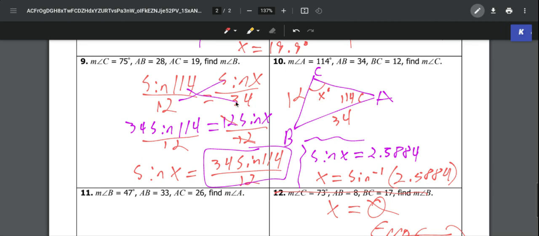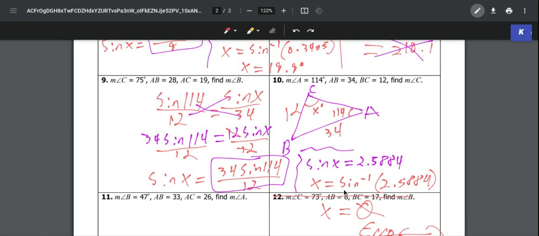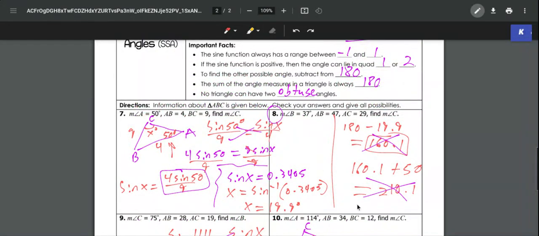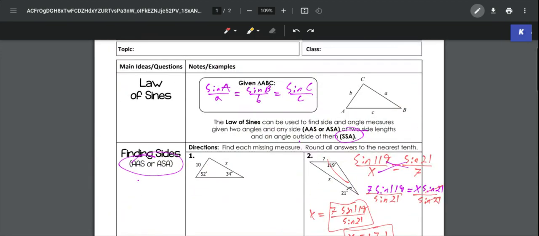Now, if we had found what this angle could be, and then we added it with 114, and it was more than 180, then it would be no solution as well. So a few different things could happen here. We're going to do number 8 in class just so I can show you that one. I think it'll make more sense if I explain it in person, hopefully. All right, so that is law of sines.